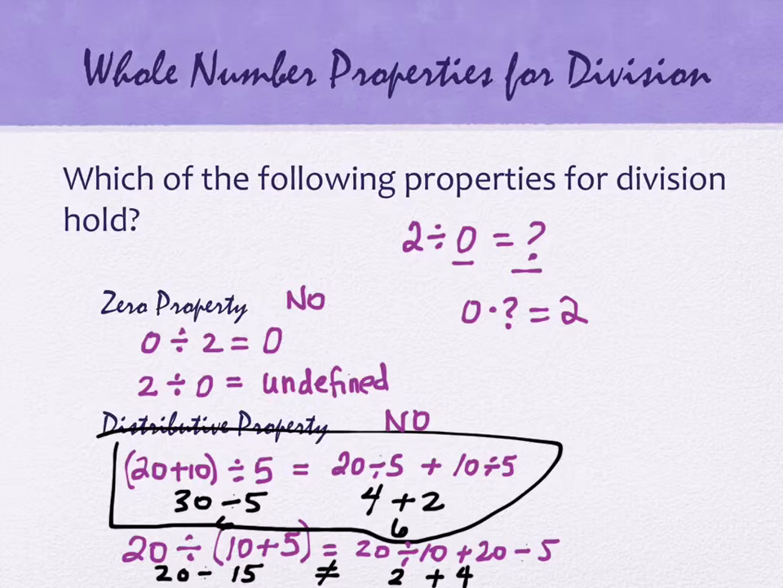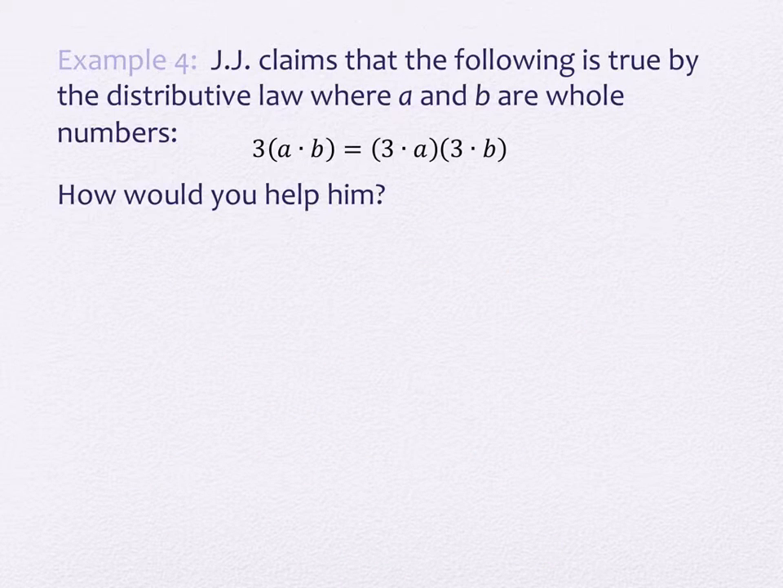All right, we have one more example. JJ claims that the following is true by the distributive law, where A and B are whole numbers: 3 times the quantity A times B is equal to 3 times A times 3 times B. How would you help him out? I've seen this mistake made lots, actually. This is a pretty common one. In fact, some of you may be looking at it and going, I'm not even sure what's wrong with that.